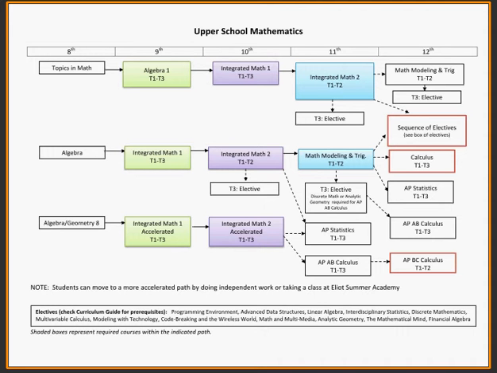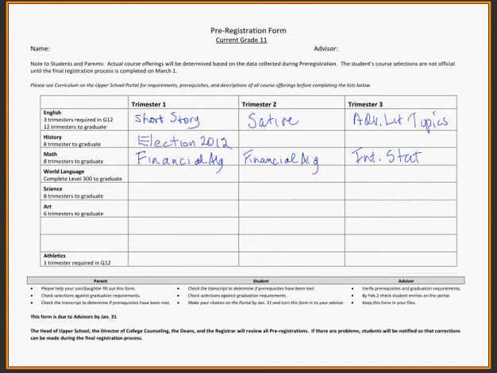Current AP/AB Calculus students will register for AP/BC Calculus T1, T2, and an additional elective T3, AP Statistics T1 through T3, or other math electives depending on interest. Any rising senior who has completed Integrated Math 2 regular or accelerated can double up with AP Statistics or other math electives. Okay, again, I flipped over to the pre-registration form here, and now you can see that we've got the math row filled out as well.